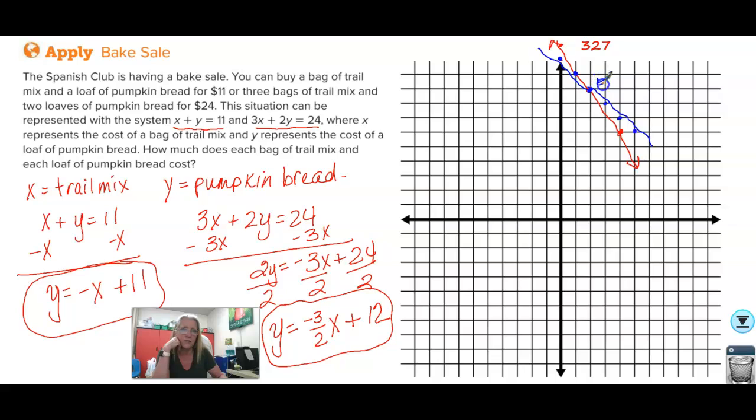So this was our point of intersection, which is 2, 1, 2, 3, 4, 5, 6, 7, 8, 9. The solution is 2, 9. Now, you'll recall I told you x is the amount of trail mix, or how much trail mix costs. So this is the cost of trail mix. Trail mix is $2. And then this is the cost of pumpkin bread. Pumpkin bread is $9. And that's how we use the solution to answer the question.